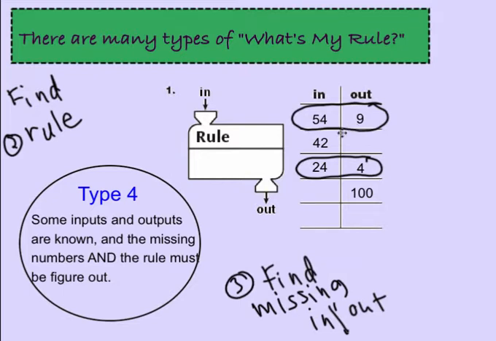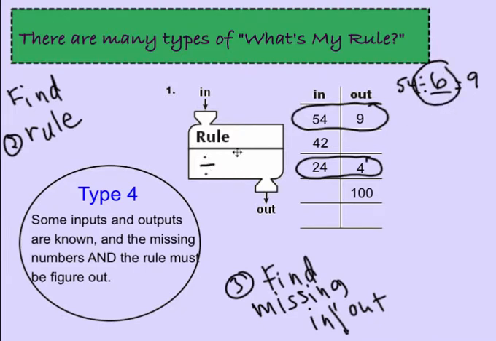Same thing here. You have to ask yourself, how are you going from the number 54 to the number 9? If you were to stick the 54 in the function machine or the number muncher, the number 9 is going to come out. Lucky for you, Mrs. MacPhail knows her division facts. And I know that 54 divided by some number is going to get me 9. 54 divided by 6 is going to be 9. So right here, this is our rule.